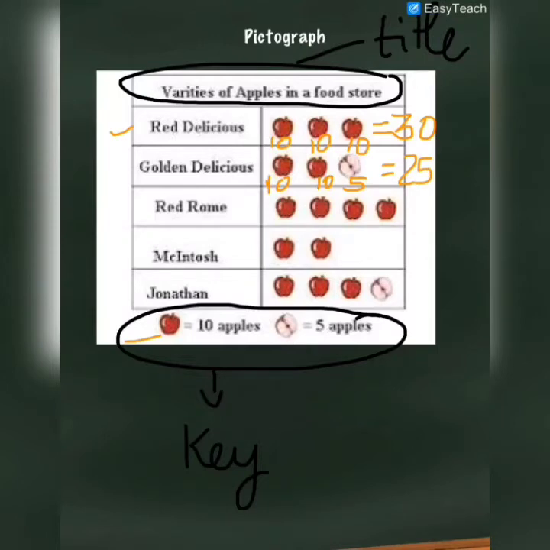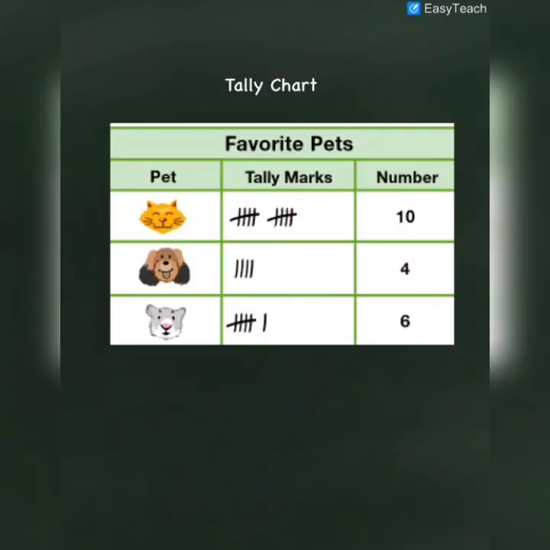Okay. Similarly, red Rome apple, 10, 10, 10 and 10, 40. Mean Tosh apple, 10 plus 10, 20. Similarly, Jonathan apple, 10, 10, 10 and 5. So here we have 35. Have you seen? Isn't this method very easy to count and read also? So this is all about pictograph.